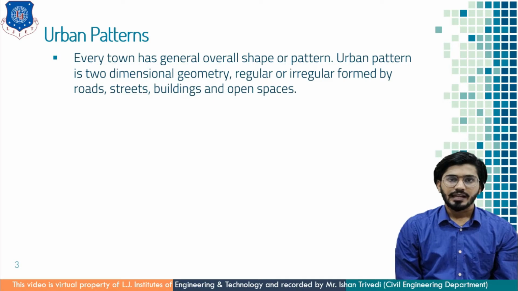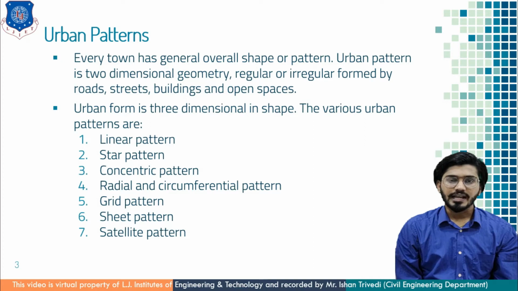If you have observed, every town has certain patterns and certain forms. These patterns depend upon its two-dimensional geometry, regular or irregular, formed by roads, streets, buildings and open space. The urban forms are of three-dimensional shape, but in urban patterns we have to understand the two-dimensional approach. These urban patterns are linear pattern, star pattern, concentric ring pattern, radial and circumferential pattern, grid pattern, sheet pattern, and the satellite pattern. This pattern totally depends upon the roads, streets, and the buildings.